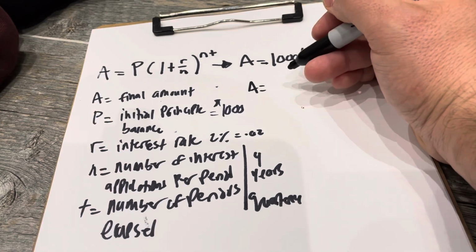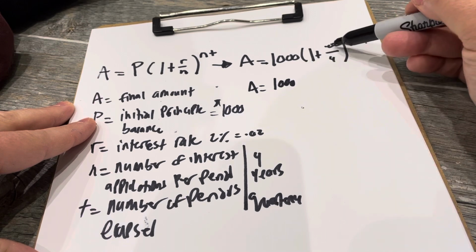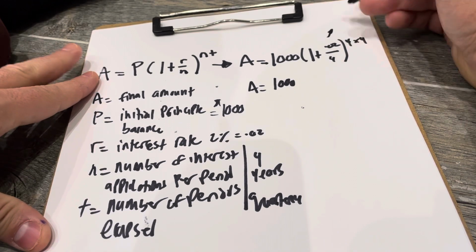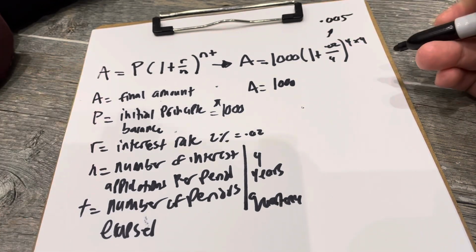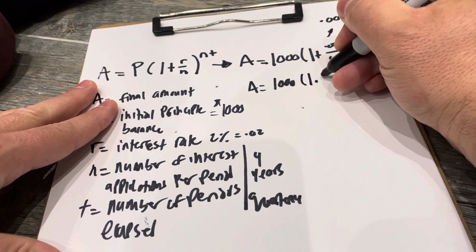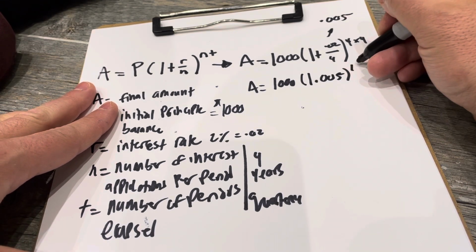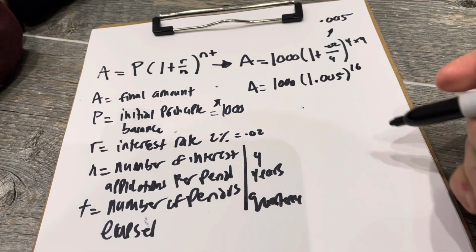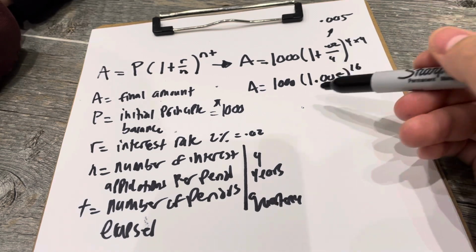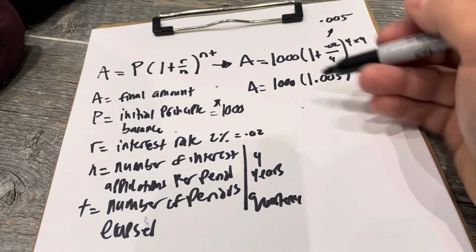So A equals 1,000, and we're going to solve for this number over here. 0.02 divided by 4 is actually going to be 0.005. We can add that to 1, and that gives us 1.005. And then to the exponent, 4 times 4 is going to be 16, so to the exponent 16. Very simple. You can solve for it by hand, but if you input it into a calculator, you can make it easier on yourself.